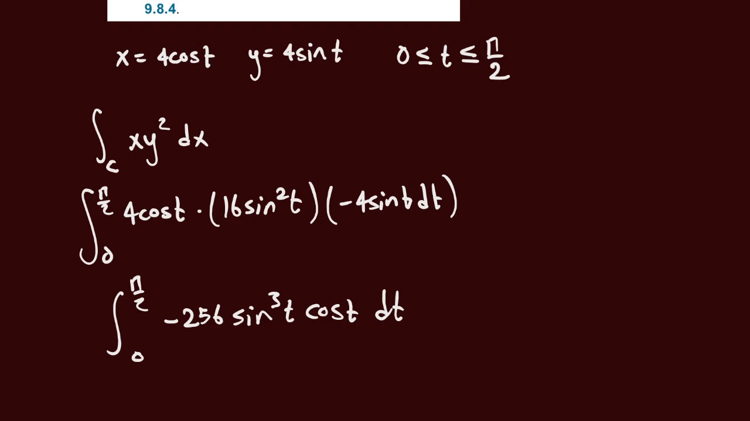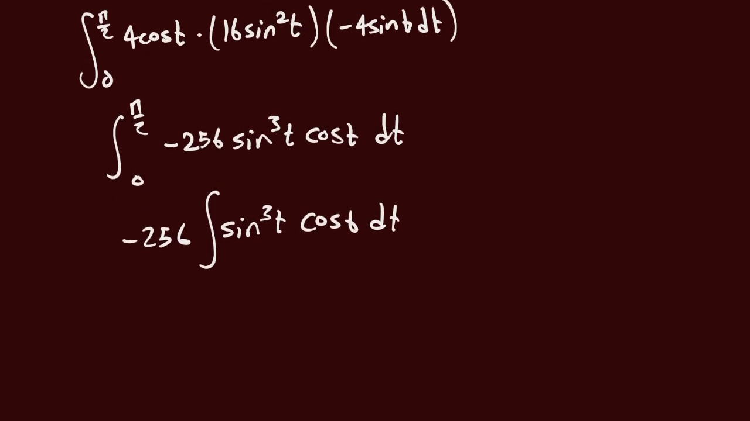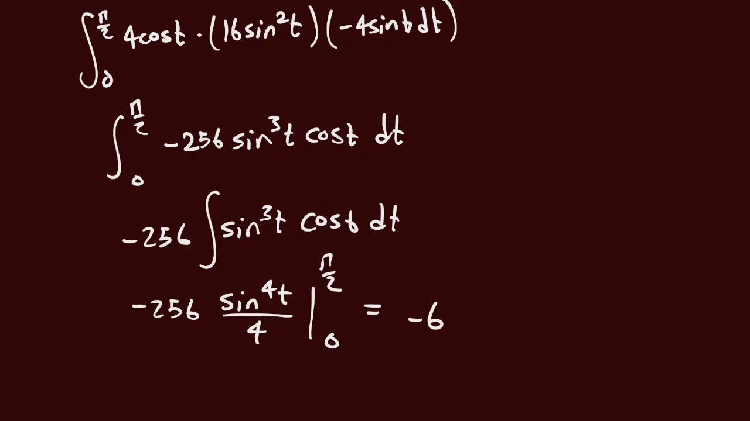Cos is the derivative of sine, so let's bring the minus 256 out in front, and then you just have to integrate sin cubed t times cos t dt. And the integration of this is pretty easy. It's just sin to the 4th t over 4, and we're integrating from pi over 2 to 0. And this would give us minus 64.